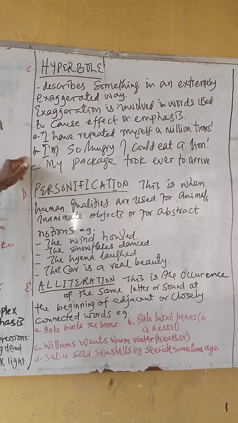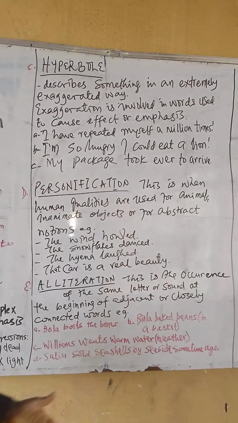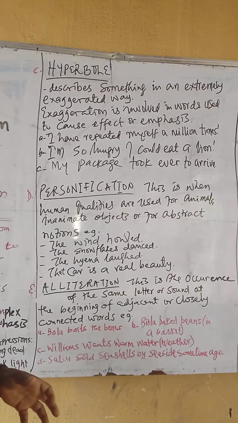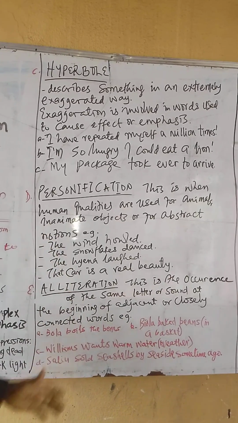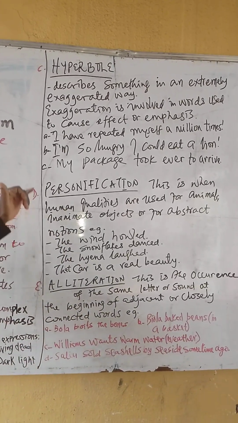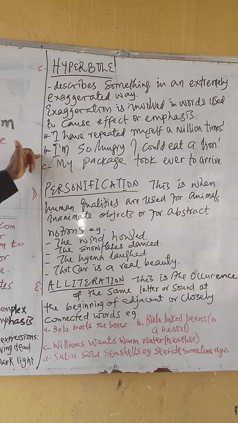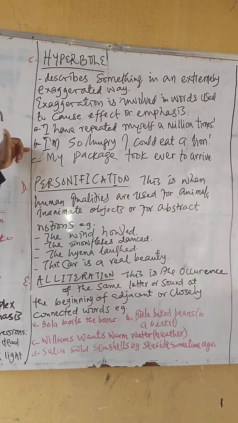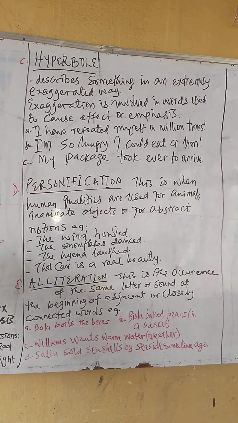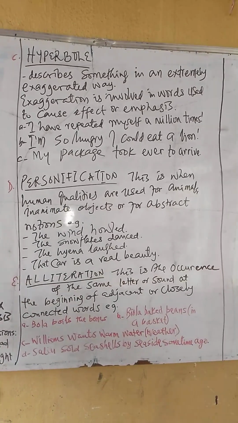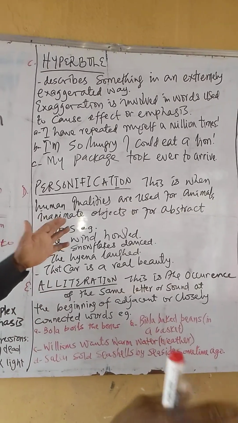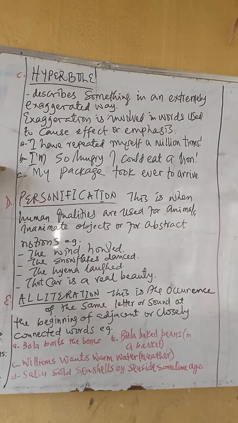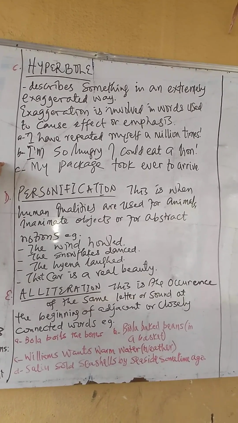Somebody will say, I'm so hungry, I could eat a lion. I could eat an elephant. I could eat a tiger. I could eat a whole acre of land, land planted with fruits or trees. So it's just exaggerating how hungry that person is.